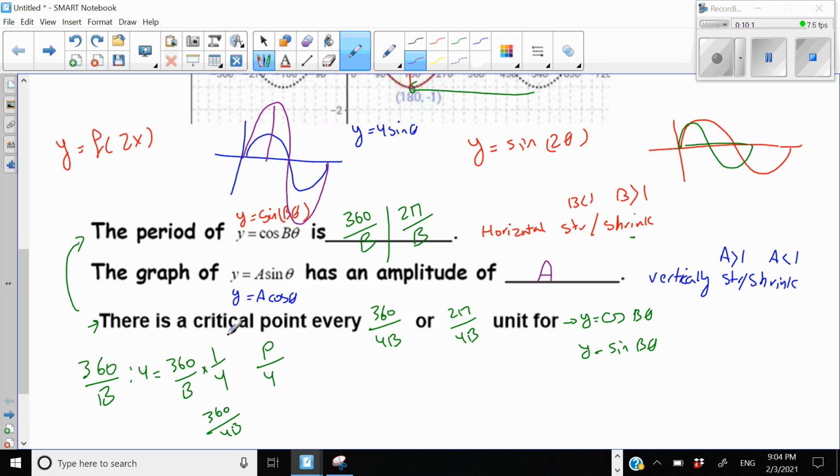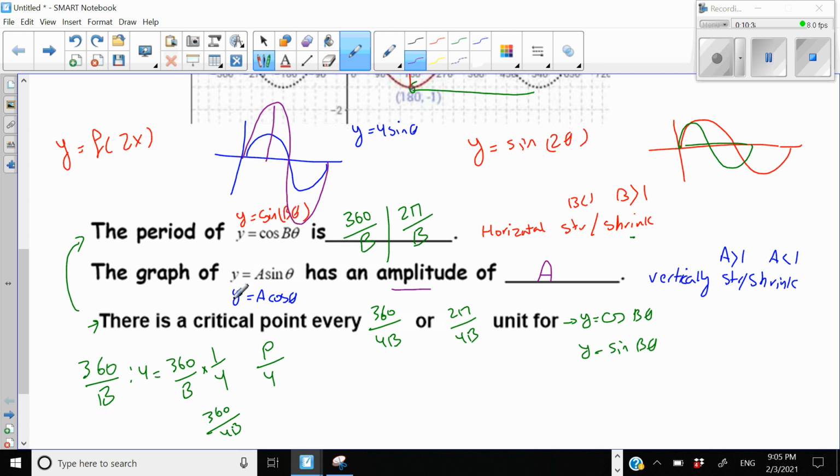Okay? So once again, if I'm multiplying the theta by a value, we are horizontally shrinking or stretching, and that means the period of the function will change. But if you are multiplying the function by a number, like a before the function, then the amplitude is changing, not the period, only the amplitude.